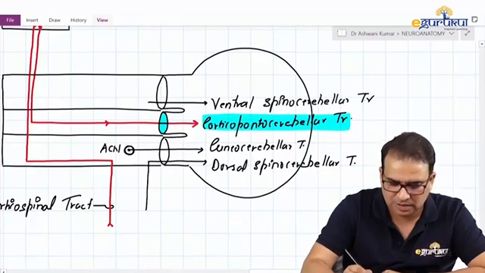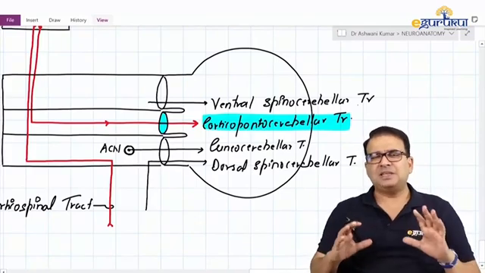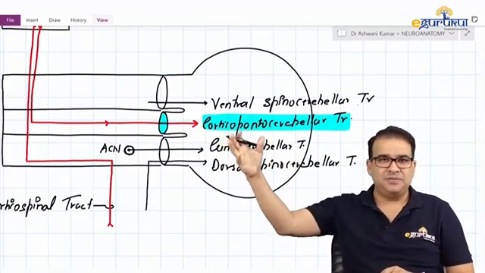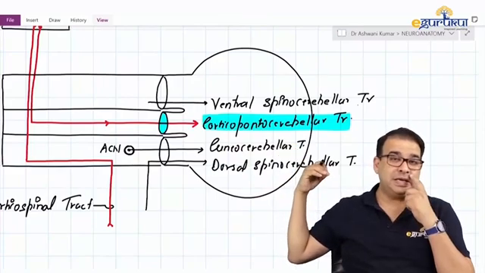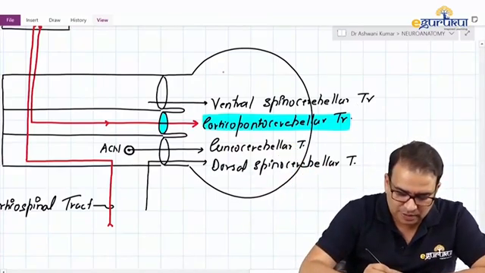Ventral spinocerebellar tract present in the superior peduncle. Afferent, major afferent, done. Time for the efferent. Now we said efferent from the cerebellum goes from where? From the deep cerebellar nuclei. And the deep cerebellar nucleus which will give off the efferent here is the dentate nucleus.